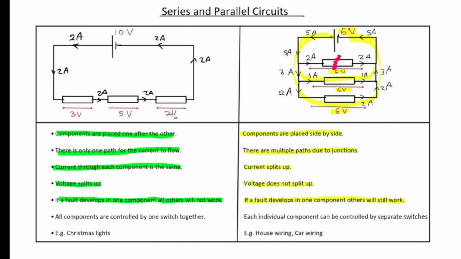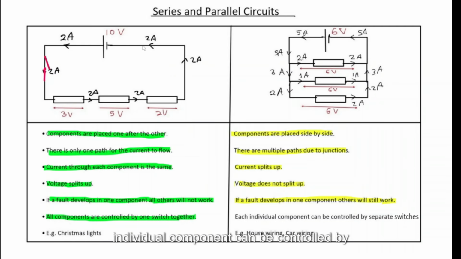In a series circuit, all components are controlled by one switch together. Now let's say if you put a switch here in the circuit, it will control the circuit altogether. However, in a parallel circuit, each individual component can be controlled by separate switches. Now let's say you put a switch here that will only control this.